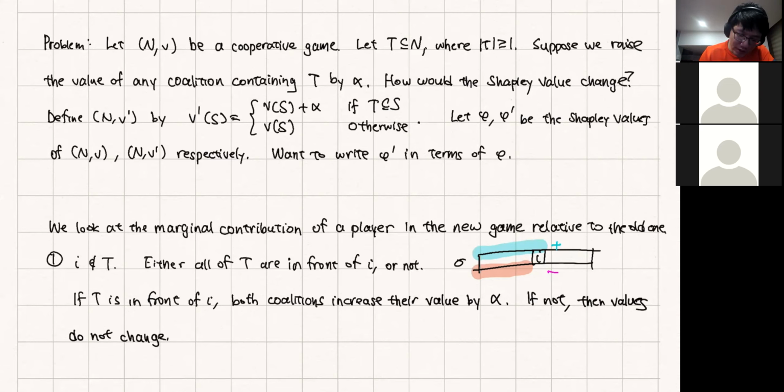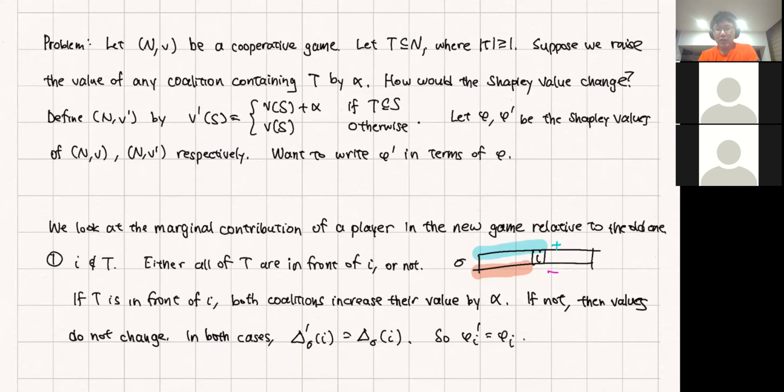Okay. All right, so in either case, the marginal contribution is the same either way, right? So in both cases, this is just the marginal contribution of the player I from before. So marginal contributions are all the same. So you can just say for player I, the Shapley values do not change. Okay, so that is the easier case.